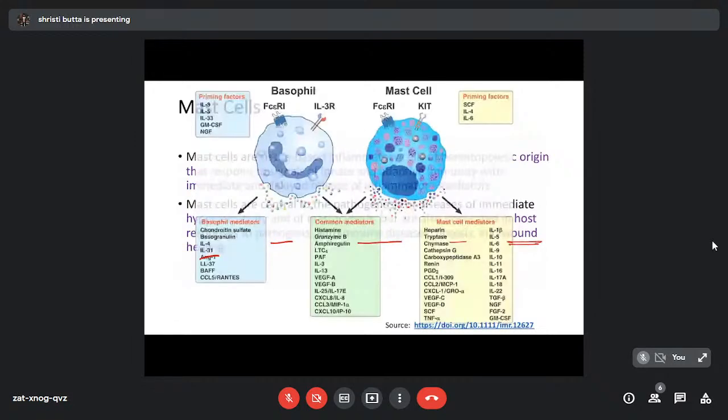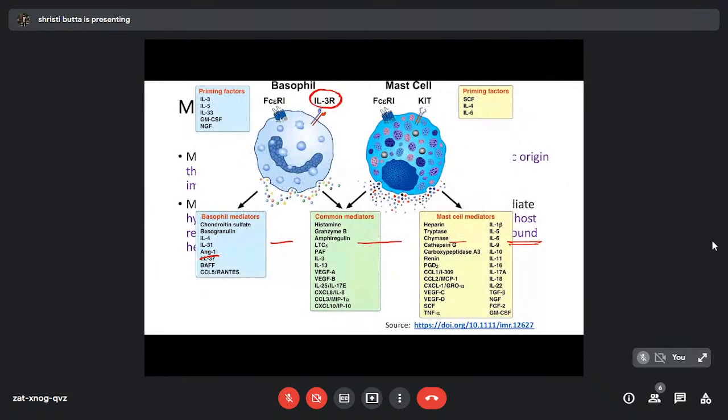Now, what is the difference between a basophil and a mast cell? Let's see. Basophils express the IL-3 receptors. It is important, as I said, IL-3 is a very important factor implicated in the priming of the basophils. On the other hand, stem cell factor and IL-6 are very important for mast cells. KIT receptors are expressed on the mast cells, so they are CD117 positive. Fc epsilon receptors, on the other hand, are expressed both on the mast cells as well as basophils.